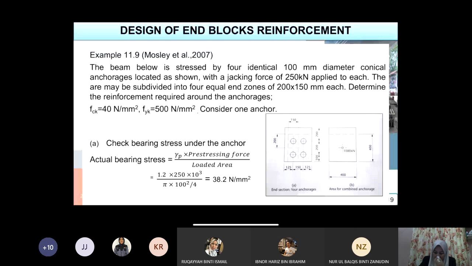The end block is designed with 400 times 400. So this is your anchorage, your tendon. You have 4 tendons, and this is kind of like your plate. A 100 mm diameter conical anchorage located at the centre, jacking force 250. So they may be provided into 4 equal end zones, 200 times 150 each. Determine the reinforcement.